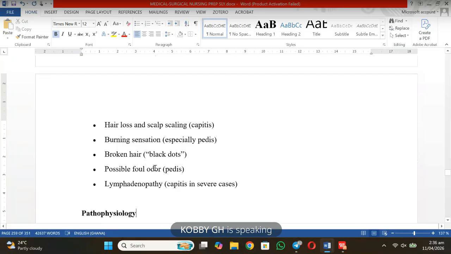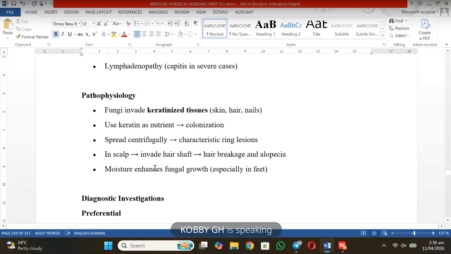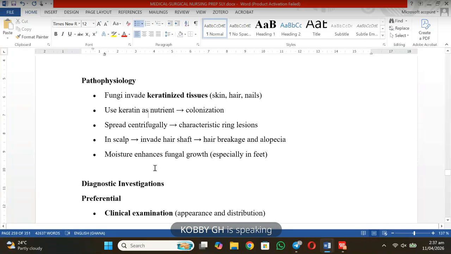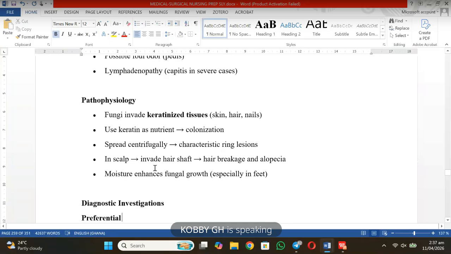Great. And sometimes for a patient with tinea pedis, it's very common that they may experience a burning sensation at the feet. Especially when they wear very tight shoes for a very long time, they may experience some burning sensations.